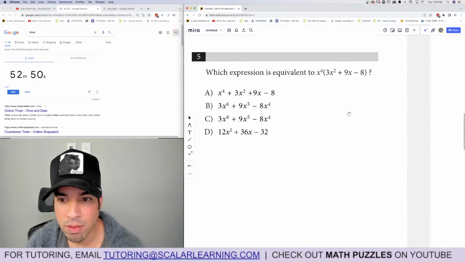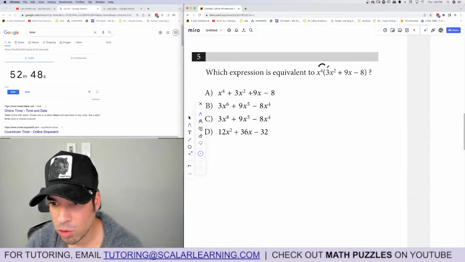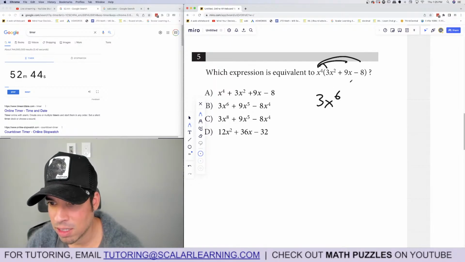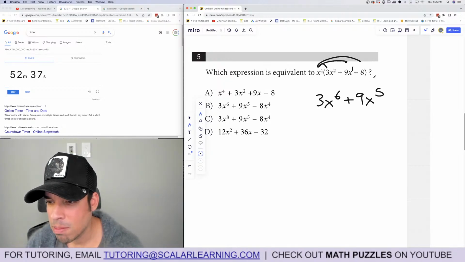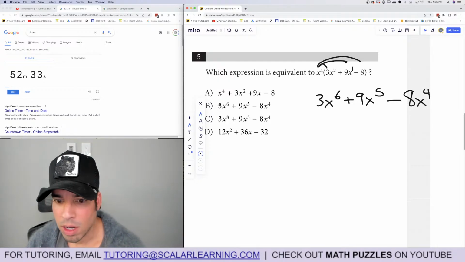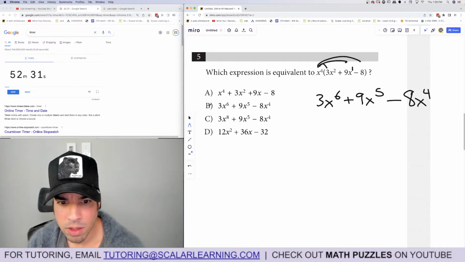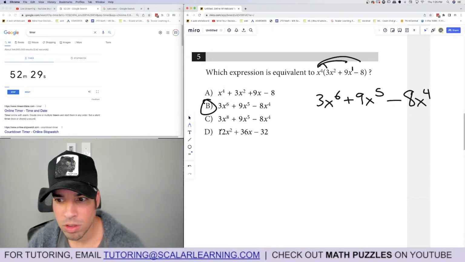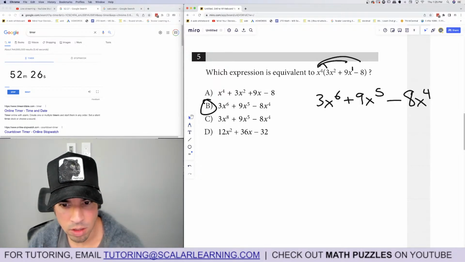Now number 5, which expression is equivalent to this. So all you're going to do is distribute. 3x squared times x to the 4th is 3x to the 6th, add the exponent. Plus 9x times x to the 4th, add the exponent. That's an invisible 1, so it's 9x to the 5th. Minus 8 times x to the 4th, minus 8x to the 4th. And B is the winner. Yes, that's it. Done.